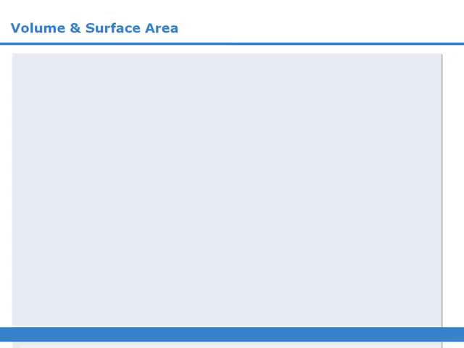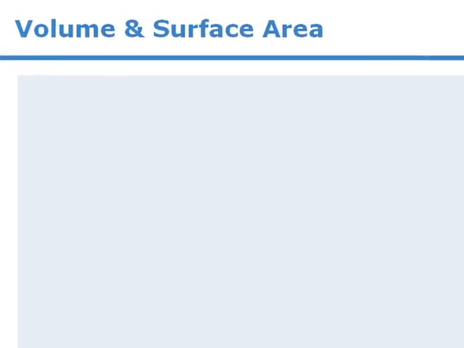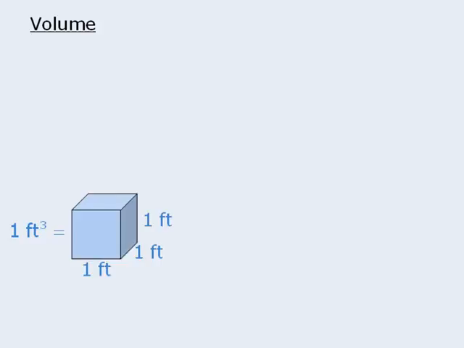In this lesson, we will learn how to find the volume and the surface area of cylinders and rectangular solids. Let's begin with volume. Volume is the amount of three-dimensional space an object occupies, and it is measured in cubic units such as cubic inches and cubic meters. For example, a cubic foot refers to the amount of three-dimensional space that is occupied by a cube that has measurements 1 foot by 1 foot by 1 foot.